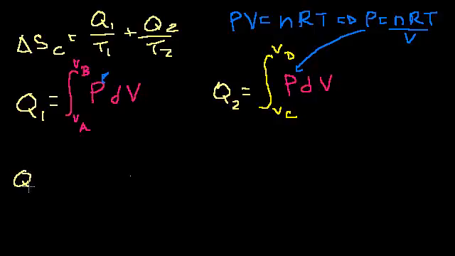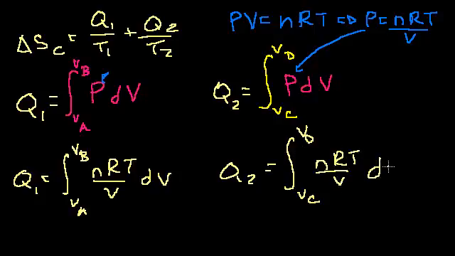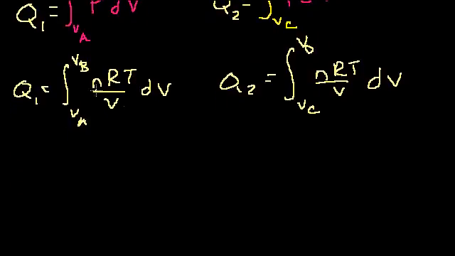So Q1 is equal to the integral from VA to VB of nRT over V dV. And Q2 is equal to the integral from VC to VD of nRT over V dV. I'm going to do two integrals in parallel, just so you see that we're essentially solving the same thing.